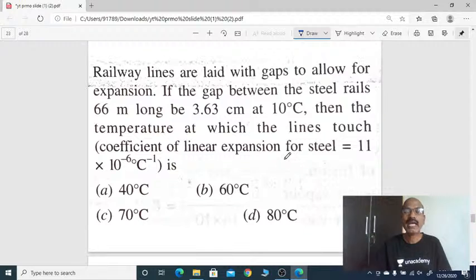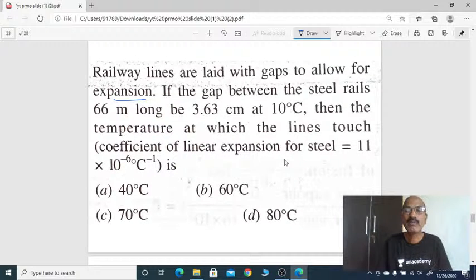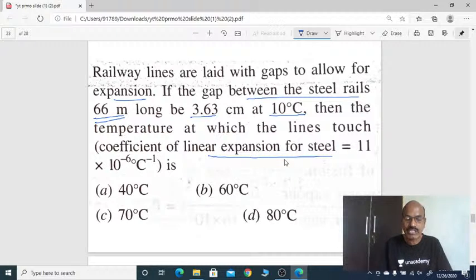The railway lines are laid with a gap to allow for expansion. If the gap between the steel rails, each 66 meters long, is 3.63 centimeters at 10 degrees Celsius, find the temperature at which the lines touch. The coefficient of linear expansion of steel is given. When they touch, we know that the change in length equals the original length times alpha times the rise in temperature.